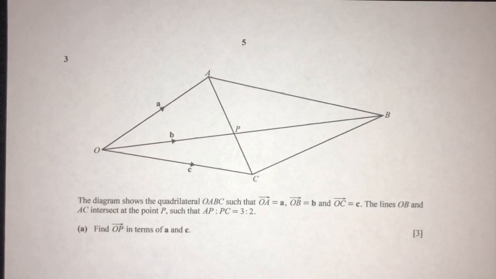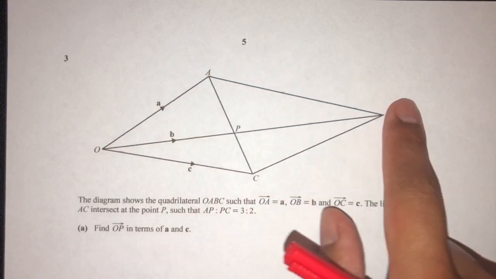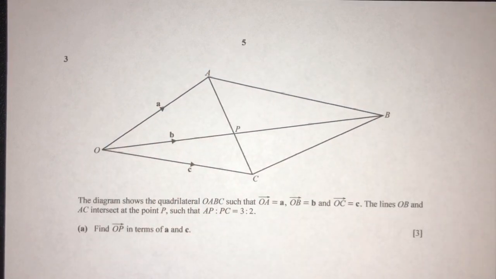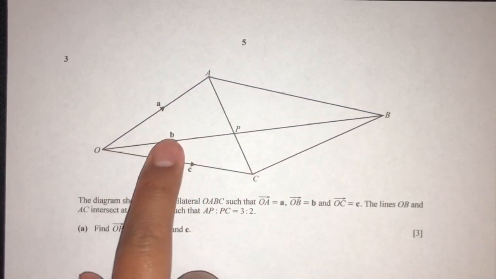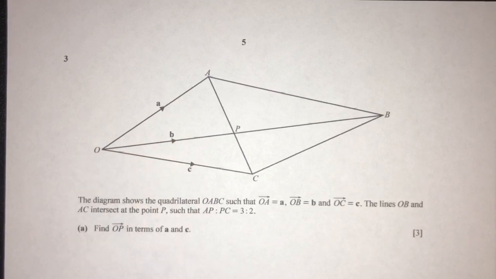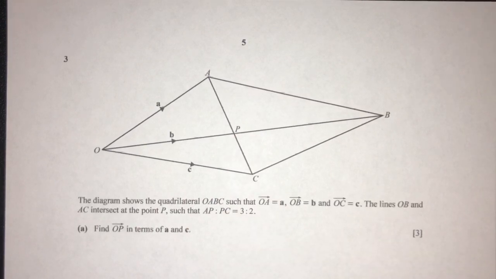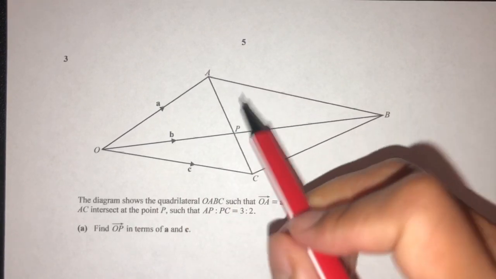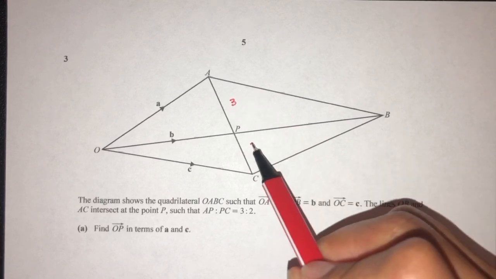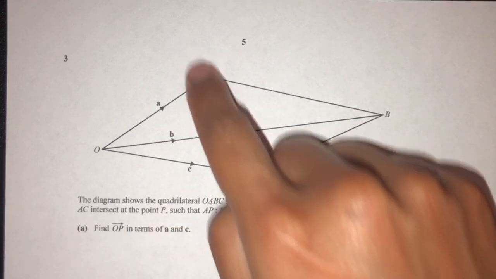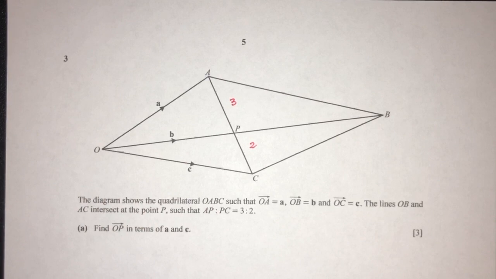So moving on to question 3. It seems to be a vector question. The diagram shows the quadrilateral OABC, such that OA is A, OB is B, OC is C. Now, the lines OB and AC intersect at the point P, right here. The ratio of AP to PC is 3 to 2. So this is 3 to 2, their ratio, right? The whole thing will be 5. 3 plus 2 will be 5, the whole thing, right?